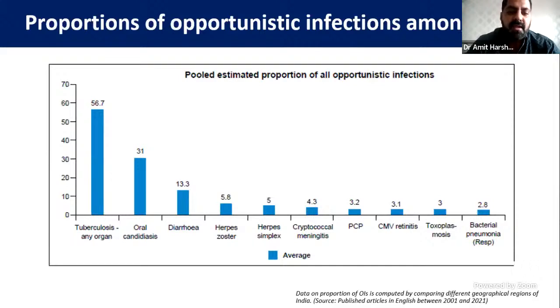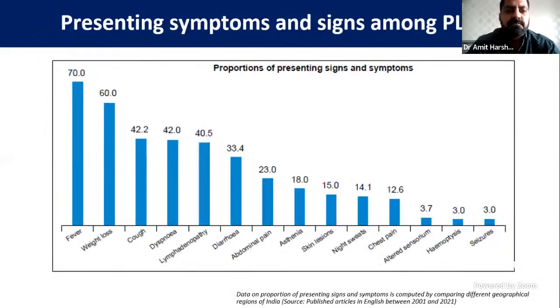What NACO has done is compare the data on proportions of opportunistic infections across the different geographical regions of the country, and then calculate the pooled estimate. This gives you a fair picture of the typical pattern or burden of opportunistic infections among PLHIV. Next slide, please.